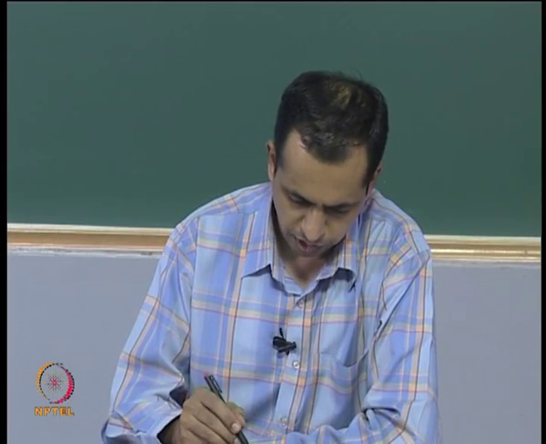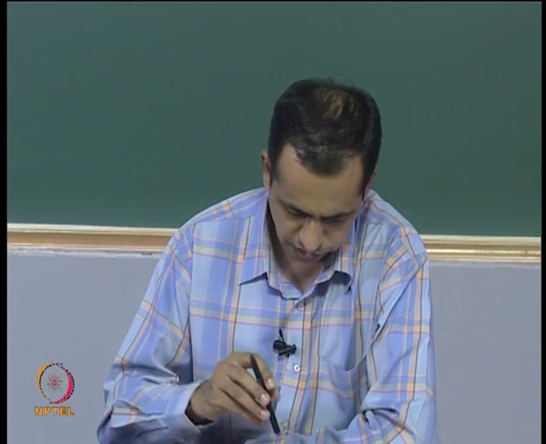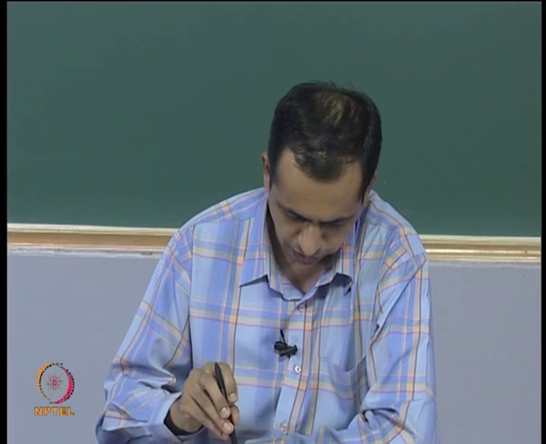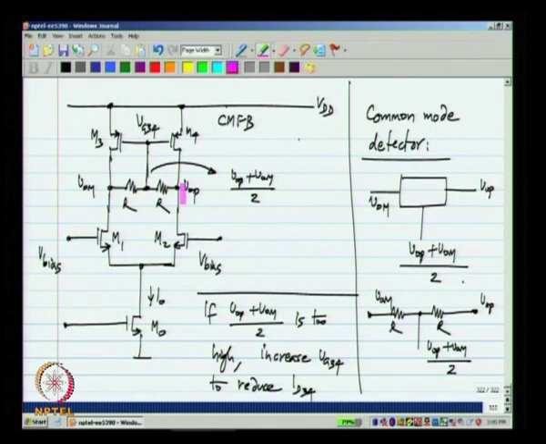Now, you can analyze what happens. First of all, let us assume that there is no differential input. In that case, these two voltages have to be equal to each other by symmetry. So, no current flows through R, and this voltage equals the output voltage (VOP + VOM) by 2.